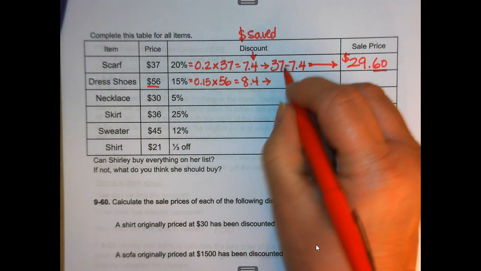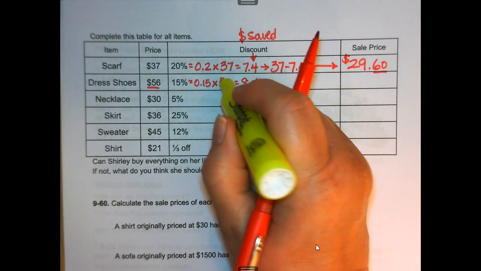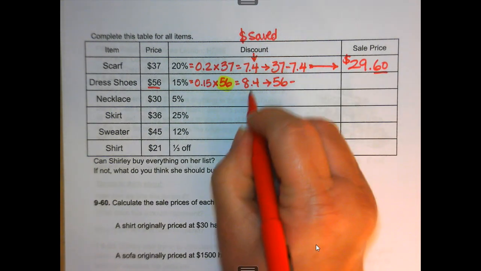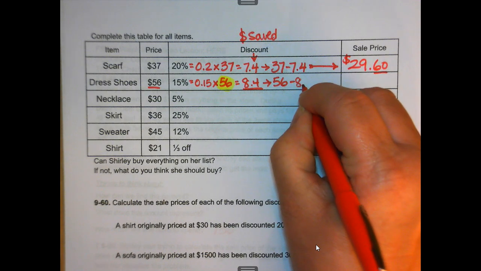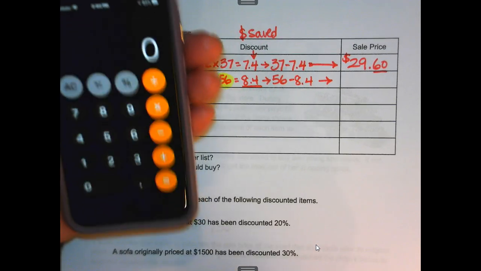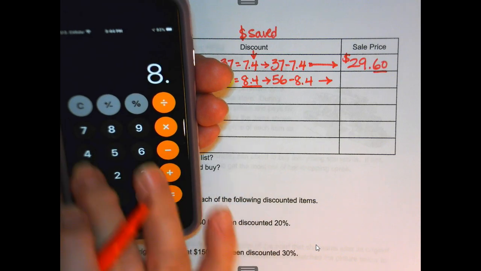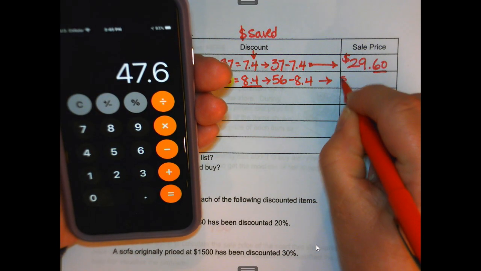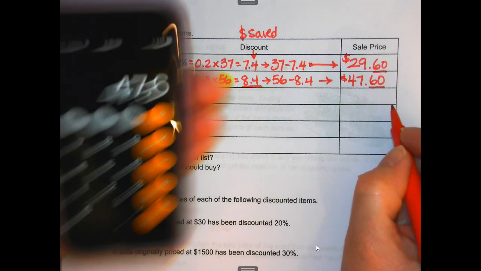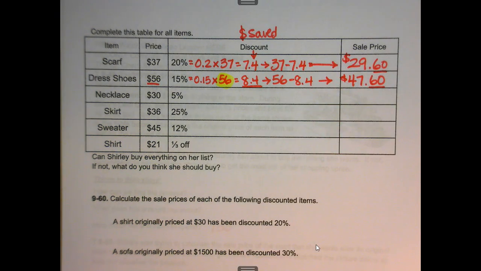I rewrite that again, taking some of the important things. I take my original price and rewrite it over here, and I subtract this amount from it. And when I do that, I put in my calculator 56 subtract 8 and 4 tenths, and I get $47.60. Remember, we want to write that money in a correct form, so we have two decimal places.